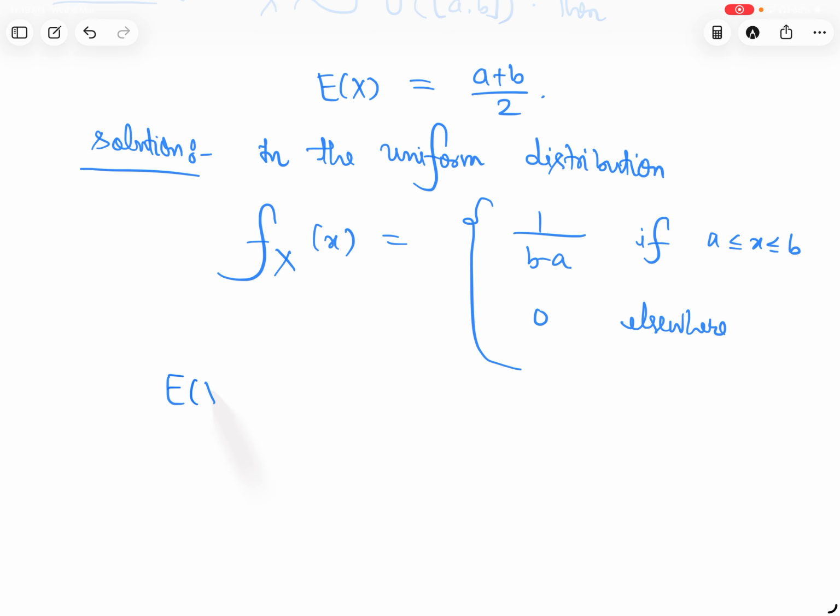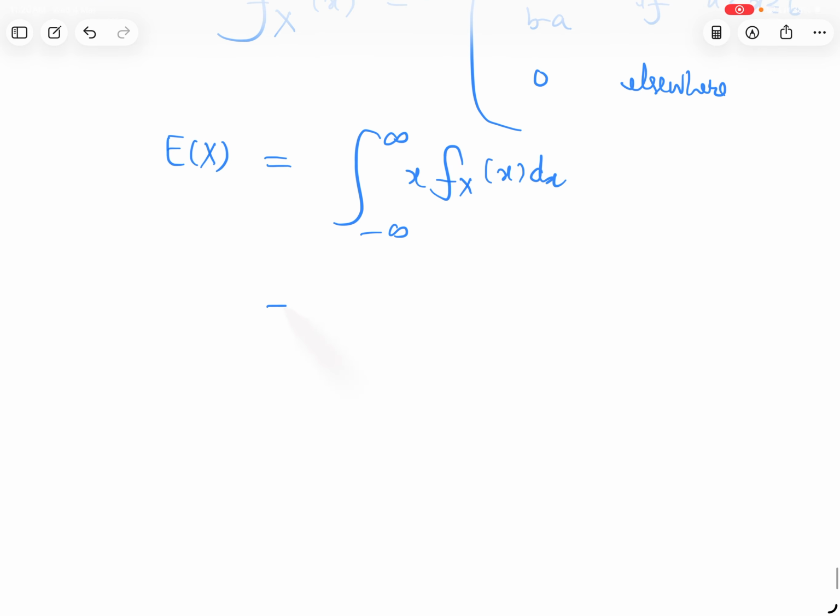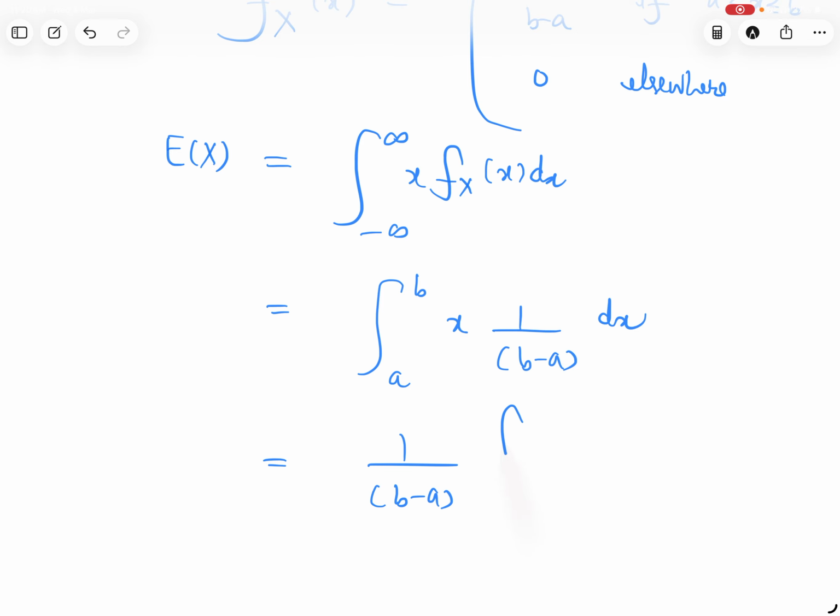Now I need to calculate expected value. So how to calculate expected value? Because this is a continuous random variable, the formula for expected value is integral from minus infinity to infinity of x f(x) dx. Except the interval a to b everything is 0, f(x) is 0, so it will be integral a to b of x times 1 upon b minus a dx. 1 upon b minus a is constant, it will come out, integral a to b x dx.